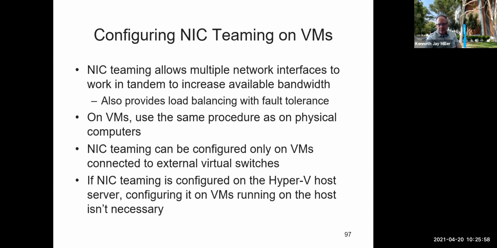If NIC teaming is configured on the Hyper-V host server, configuring it on the VMs is not necessary, right? So if you do it on the host, the VMs will get that additional bandwidth automatically.